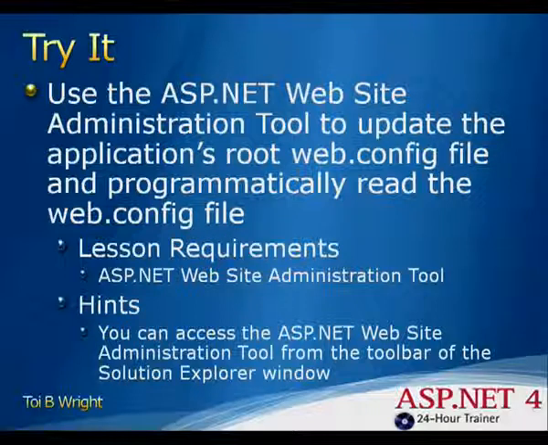In this tutorial, you'll use the ASP.NET Website Administration Tool to update the application's root web.config file and programmatically read from that web.config file. The lesson requirement for this tutorial is that the ASP.NET Website Administration Tool must be installed. It is installed by default, however, it is possible that it has been uninstalled for some reason. The hint for this tutorial is that you can use the ASP.NET Website Administration Tool from the toolbar of the Solution Explorer window.